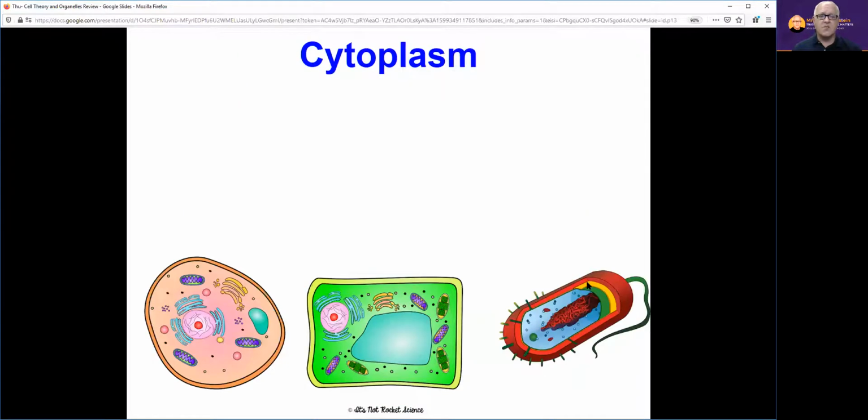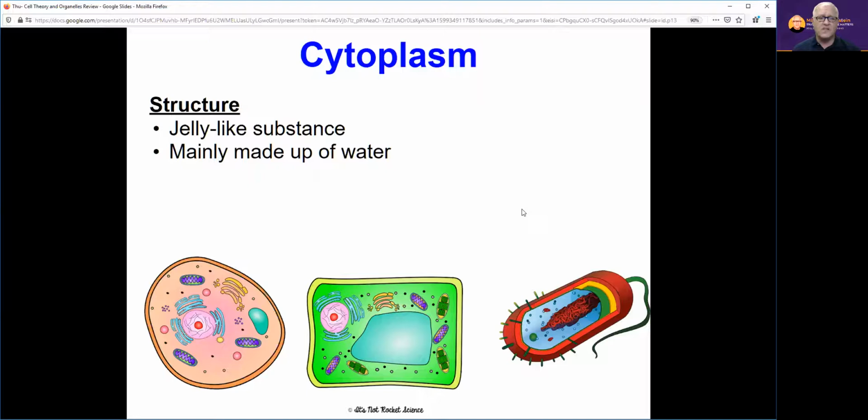You then have cytoplasm. The cytoplasm is that jelly-like substance that is inside all of cells, and it's mainly made up of water. And its job is to hold everything in place and to move things around in the cell.